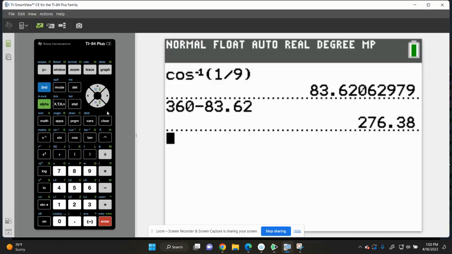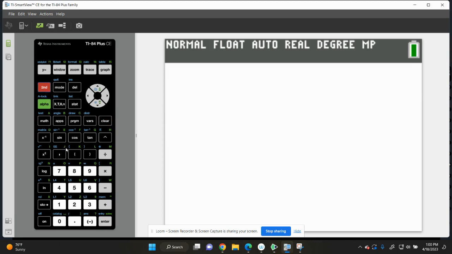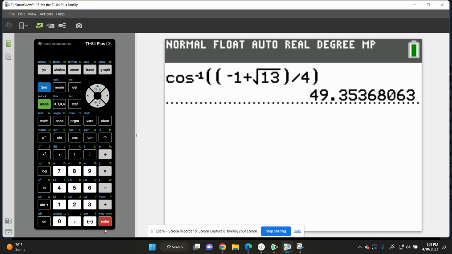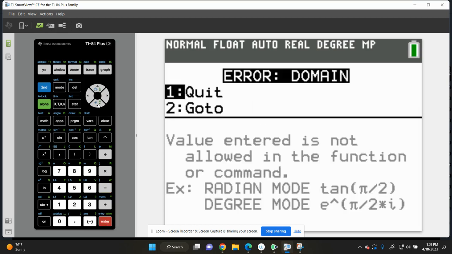So let's use our calculator. So we've got inverse cosine of negative 1 plus root 13. Whoops, I got to go back and use the correct parentheses here, because this whole thing is divided by 4. And we got an answer. Okay, and then let's check the other one. And that one gives me an error.